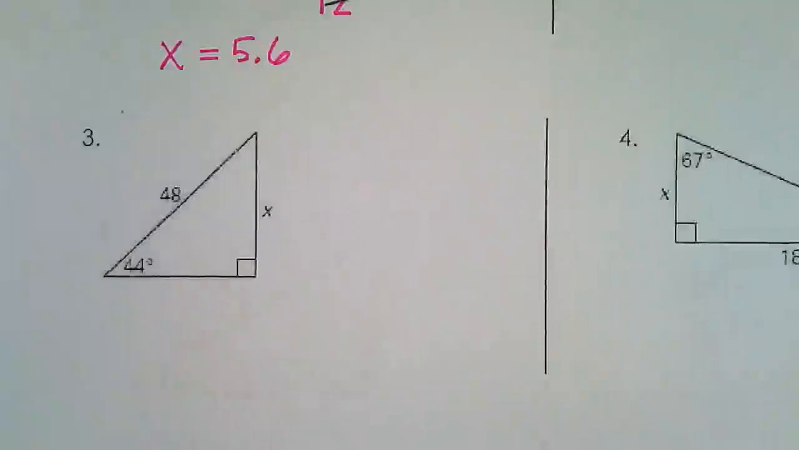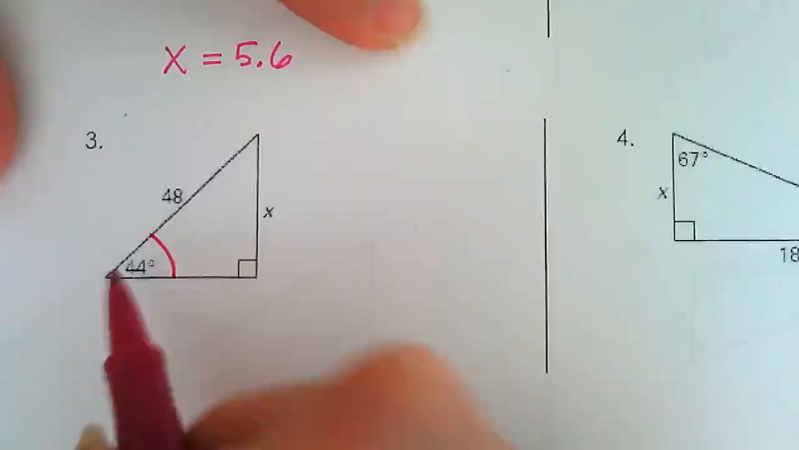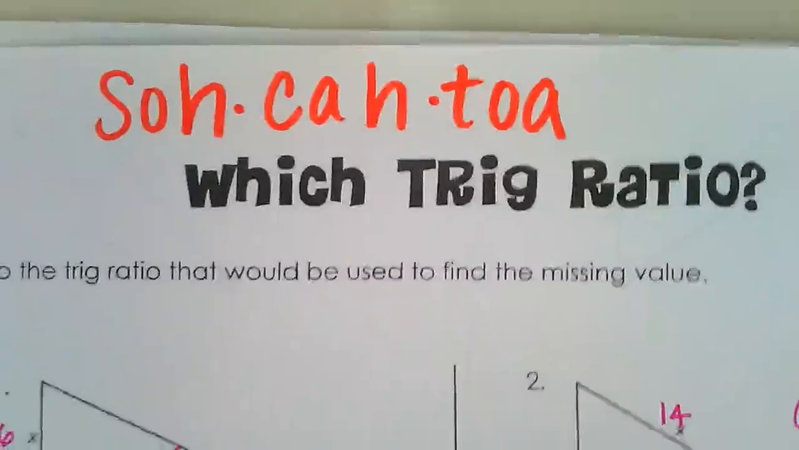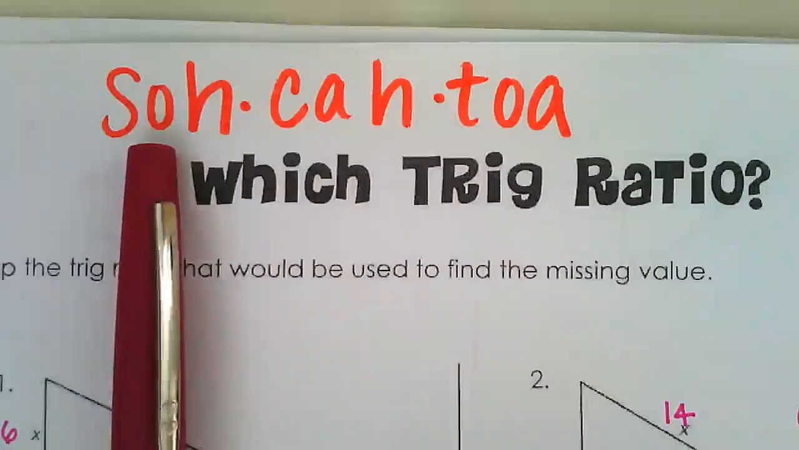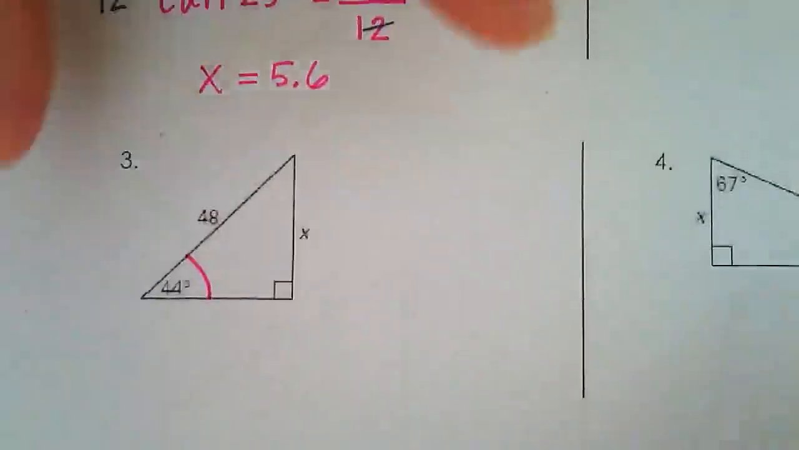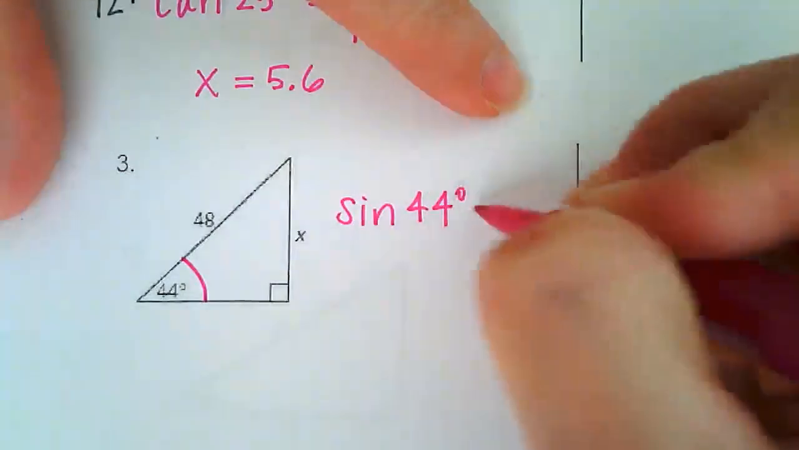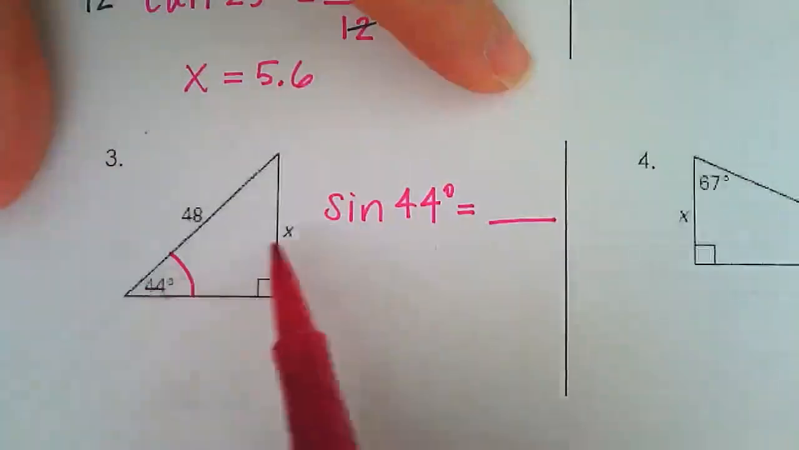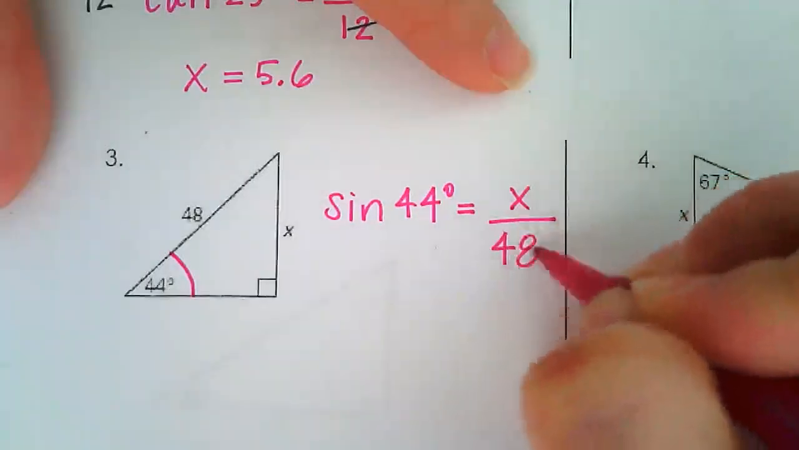All right, next one. Again, first thing we want to do is figure out what we know. From this angle right here, we know the opposite and the hypotenuse. Which trig function relates the opposite and the hypotenuse? Well, that's sine. So the sine of 44 degrees is, from this angle, opposite over hypotenuse. So that's x over 48.